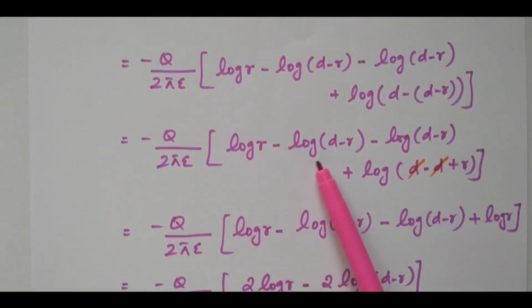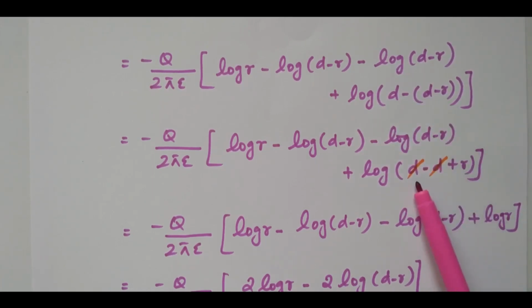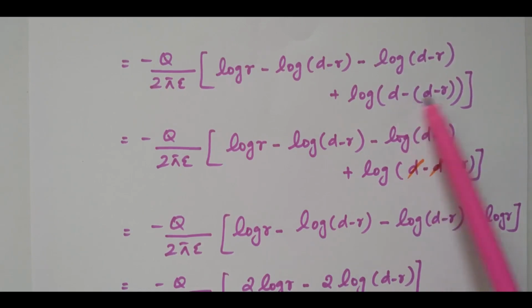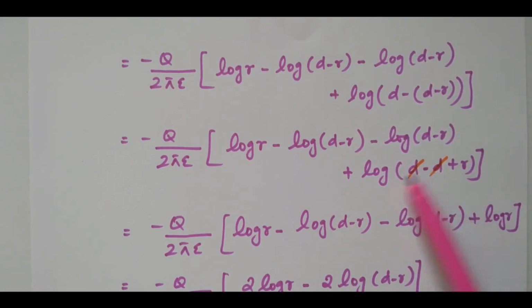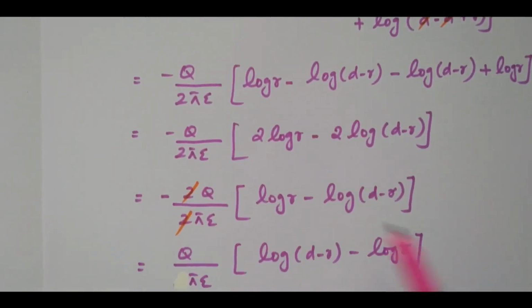So log r minus log (d minus r) minus log (d minus r) plus log r. You can multiply inside: d minus minus d plus r. While multiplying this negative inside, what will happen? It becomes minus d. The already one minus is there, so it becomes plus r. So this d got cancelled, right? Now what we got? Log r minus log (d minus r) minus log (d minus r) plus log r, right? See this, this log r is available two times, log (d minus r) is also available two times. So we can add these two values. So 2 log r minus 2 log (d minus r), right?